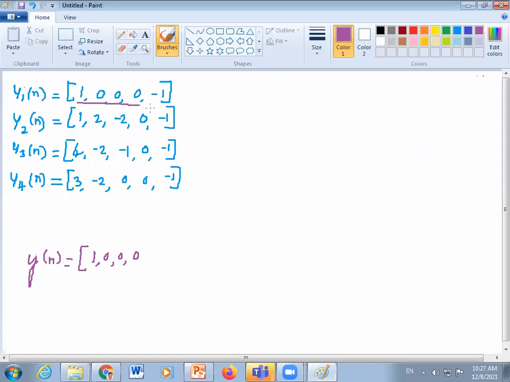As the name indicates, it is the overlap add method. So I am adding the last sample of the first equation with the first sample of the next equation. That is, I am just adding here, right? So what do I need to write here? -1 plus 0, that is -1. So -1 came here, right?